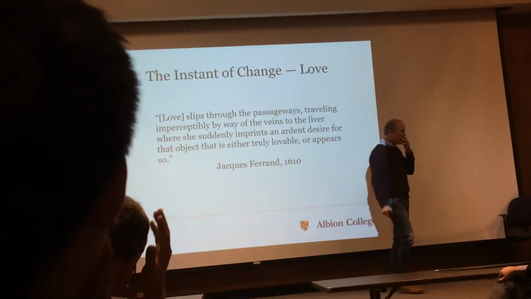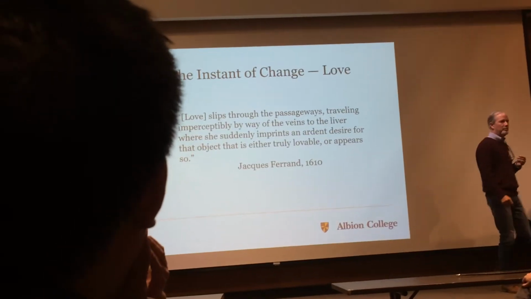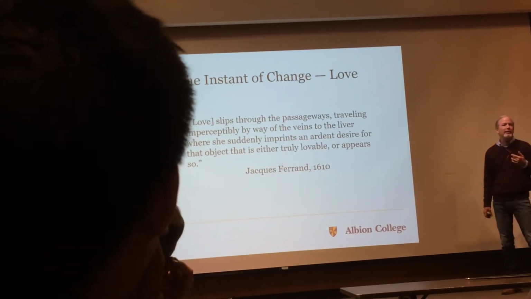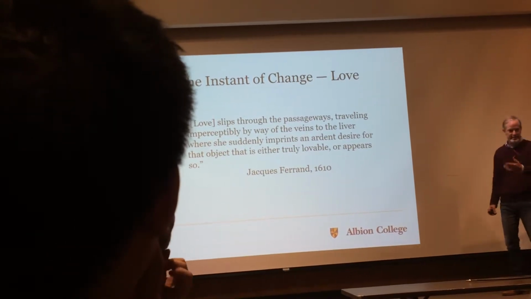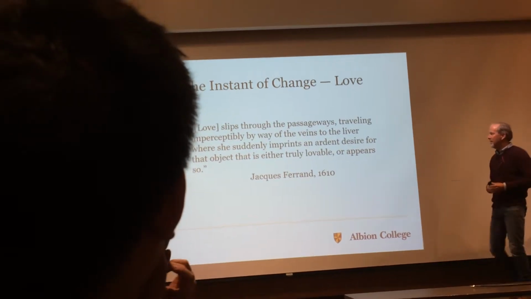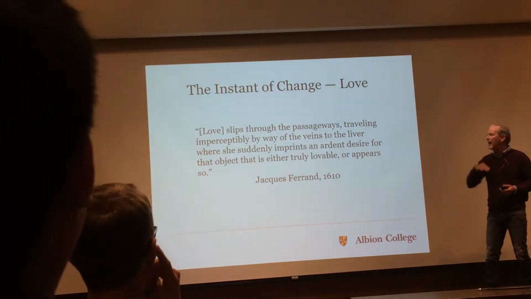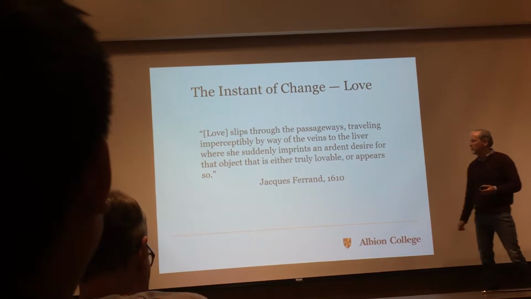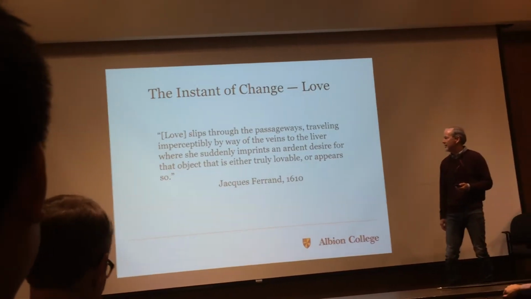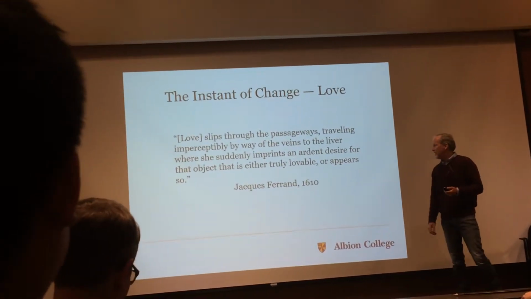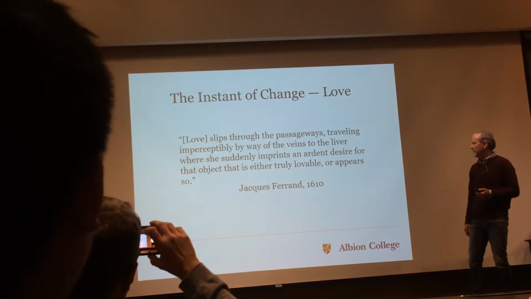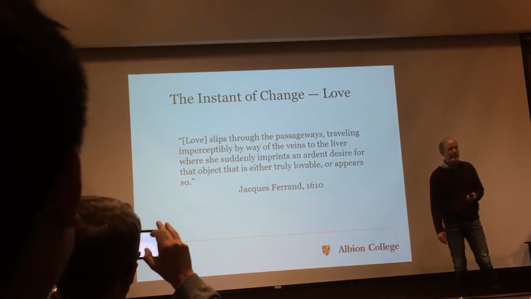Here's Jacques Ferrand, a French thinker, who wrote a very famous book about treating love sickness. For him, it's a disease. He's a doctor, he's going to treat this. And love, he says, comes in through the eyes, slips through the passageways, traveling imperceptibly by way of the veins to the liver, where she suddenly imprints an ardent desire for that object that is either truly lovable or appears so.